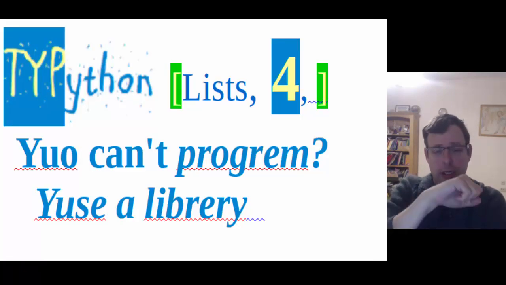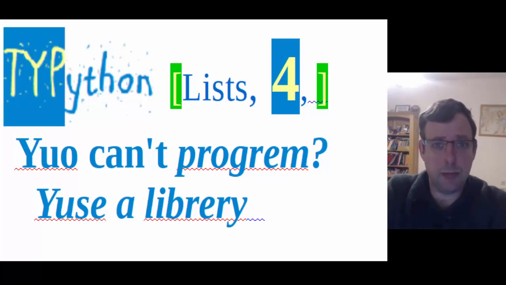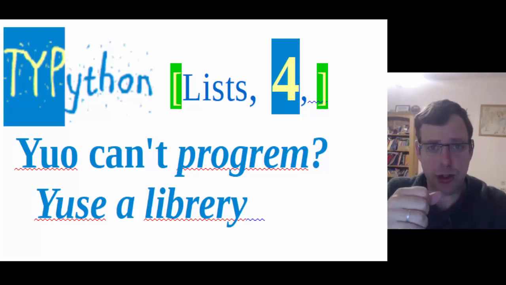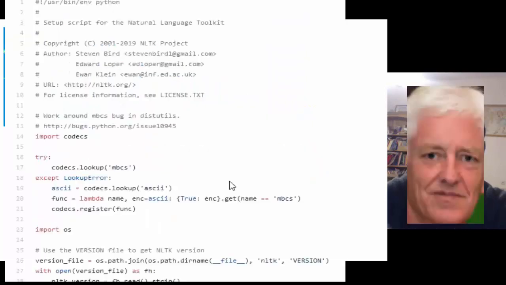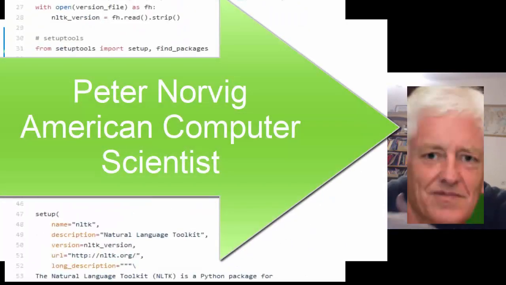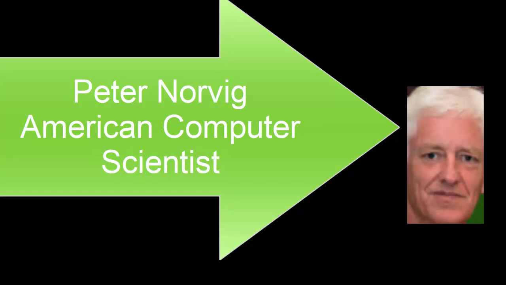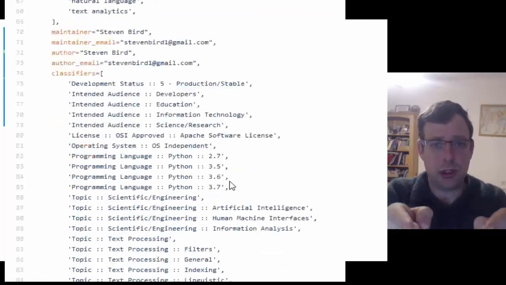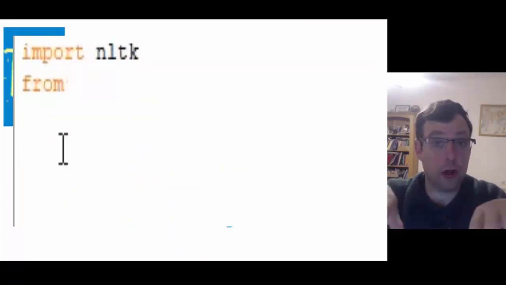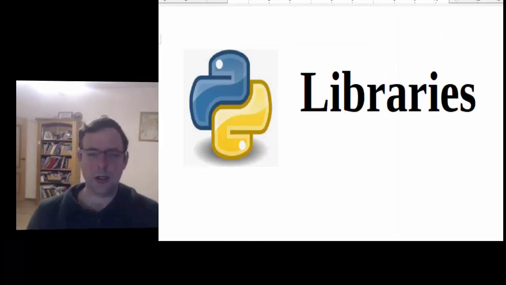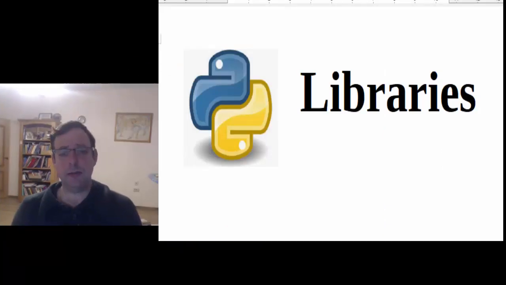So before we start looking at that, let's talk quickly about what a library is. A library is just something that's written by very, very good programmers. It has lots of code in it, and you can use this code to do particular things. You don't need to write the code. So what are some examples of Python libraries?